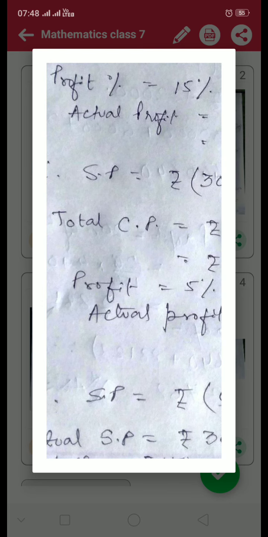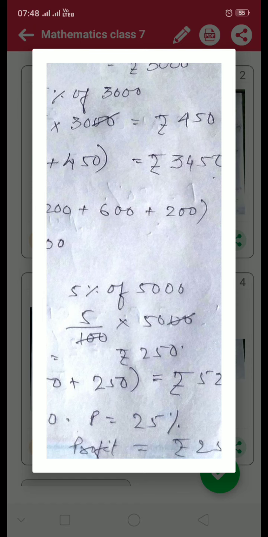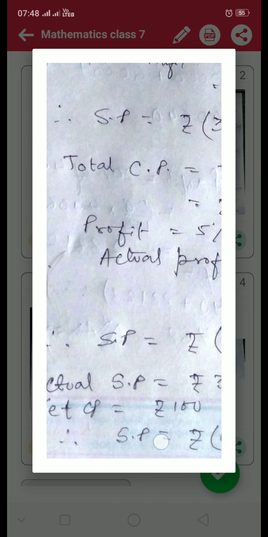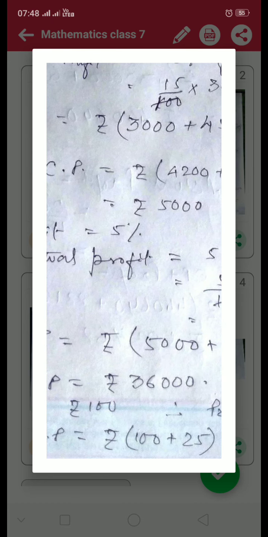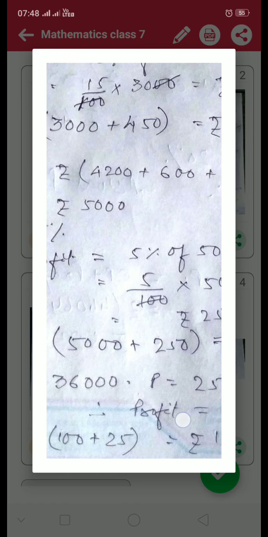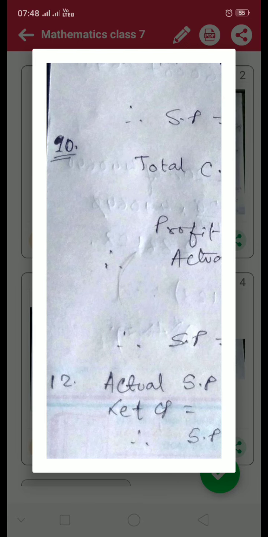Total CP is 5,000, and profit required is 5%. So what is the actual profit? 5% of 5,000 will give rupees 250. Now what is the formula of SP? SP is CP plus profit. So 5,000 plus 250 will give rupees 5,250. So he should sell the TV at rupees 5,250 to get a profit of 5%.